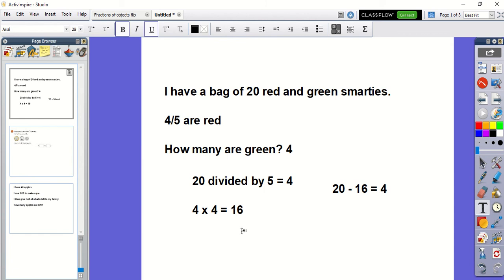You can also do it where you say, oh, well, 4/5 are 16. So 16 divided by 4 is 4. And that would also give you your answer. But that wouldn't work if I'd said, well, 3/5 are 4. How many are green? That wouldn't work then.